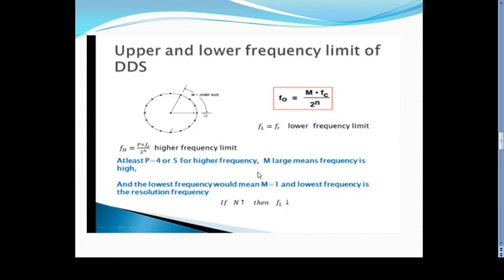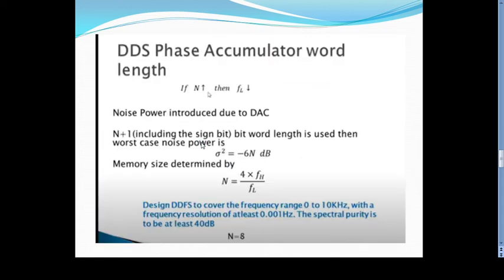Then M is the number of jumps; a large M means the frequency is high. At the lowest frequency M is equal to 1, and the lowest frequency is equal to the resolution frequency. So we conclude that whenever the n bit locations increase, the lower frequency decreases. These are the upper and lower frequency limits of direct digital synthesis.